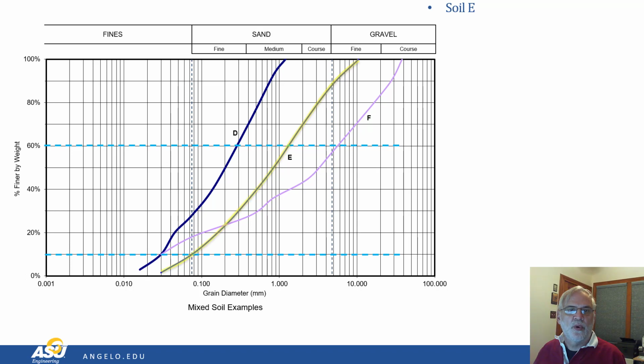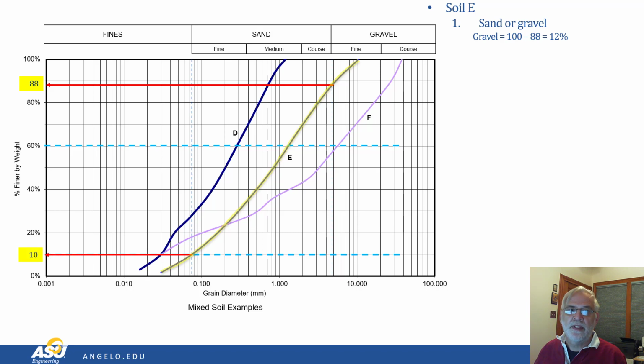Next, let's classify soil E. First, checking the percent gravel and the percent sand. 88% passes the number 4 sieve. So the percent gravel is 100 minus 88, or 12%. 10% passes the number 200 sieve. So the percent sand is 88 minus 10, or 78%, and the soil is sand.